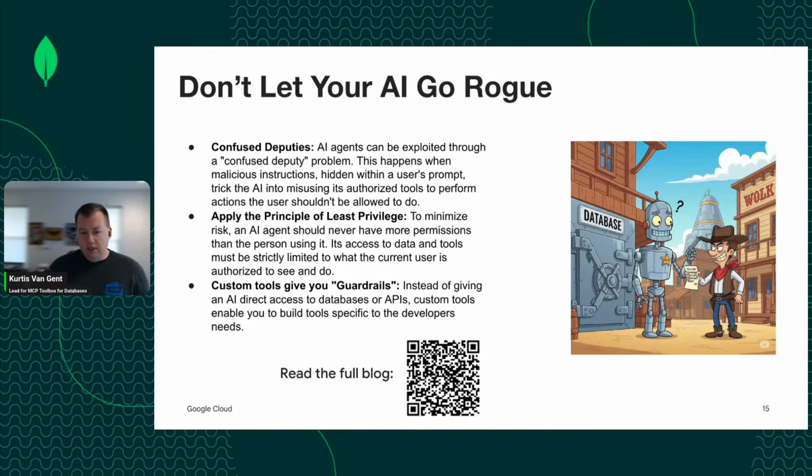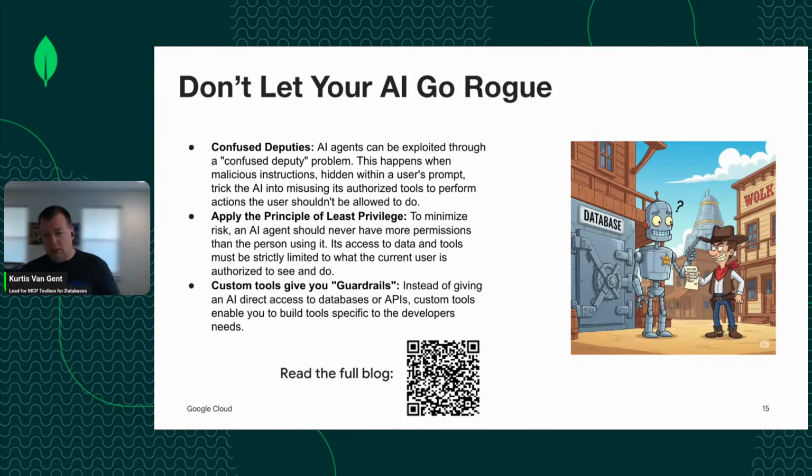In order to minimize the risk, you should make sure that the AI agent doesn't have more permissions than the person using it, and that it has limited access to tools based on who's talking to it, and that it shouldn't be able to access those tools unless you're sure that it's information the user should be able to see. Essentially, you should treat the agent as an untrusted entity because it's probabilistic.